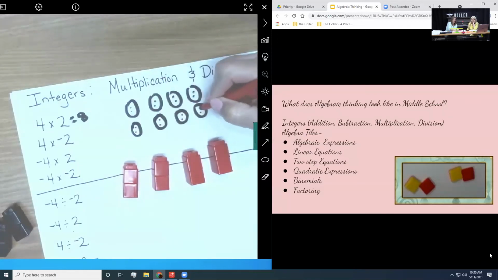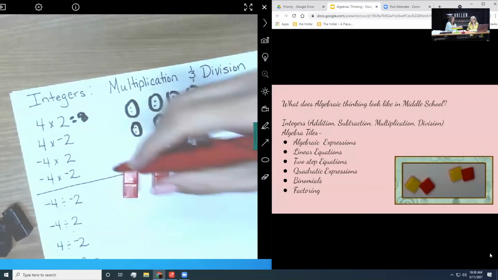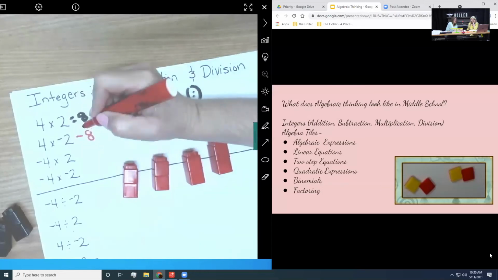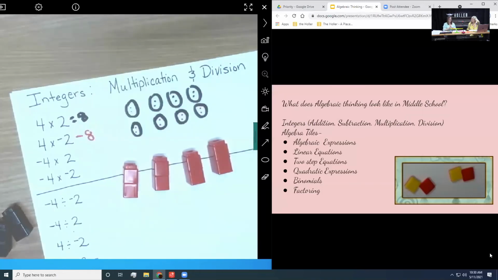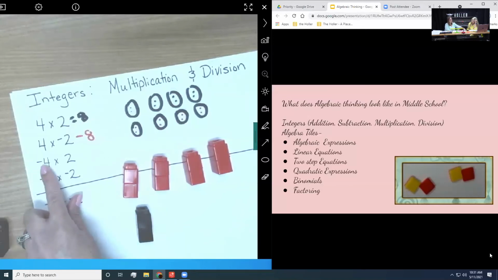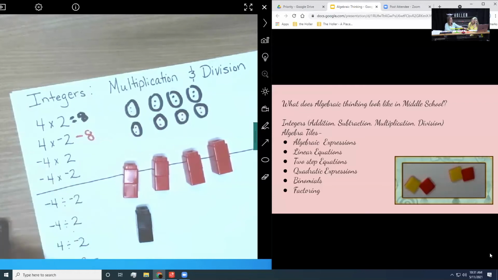And so my answer is -8. Next one. This says I'm subtracting a group of 2. That's really what it says. I'm taking away a group of 2. What we haven't talked about yet is the fact that this could really be, I'm taking away that group because I've created 0 pairs. So if I'm taking away 4 groups of 2, I've created my 0 pairs, right?